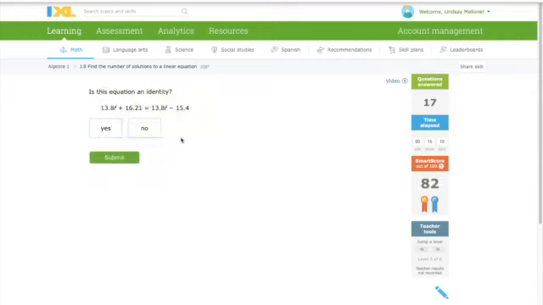Is this an identity? Does it look exactly the same on the left and the right? Well, your variables look exactly the same, 13.8f, 13.8f. Perfect. Those are the same. It leaves us with numbers that are different. 16.21 is not the same as -15.4. That means that there is no solution, which means no, this is not an identity.